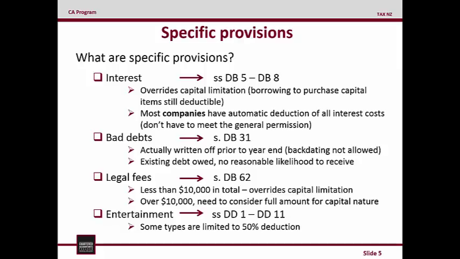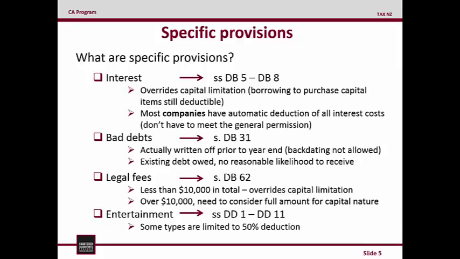A few key points to note are: interest expenses covered within the scope of this module include sections DB5 to DB8, which outline that the capital limitation doesn't apply to interest expenditure and that companies generally are allowed a full deduction for interest without having to meet any additional requirements other than that it has been incurred.